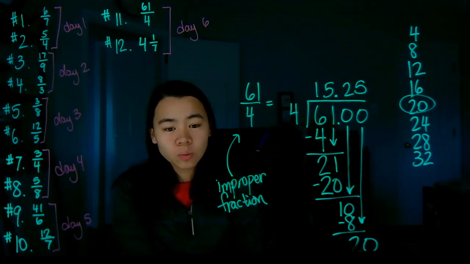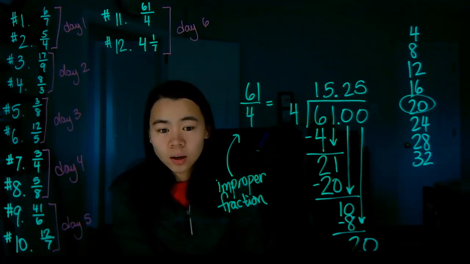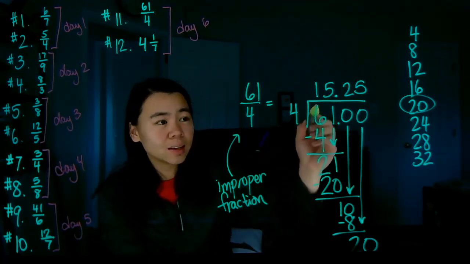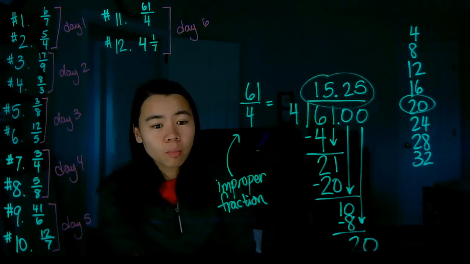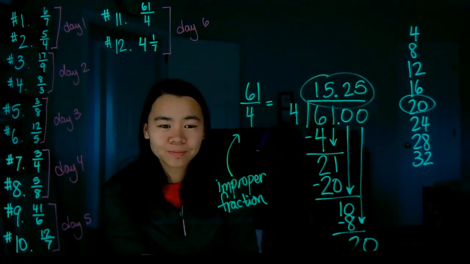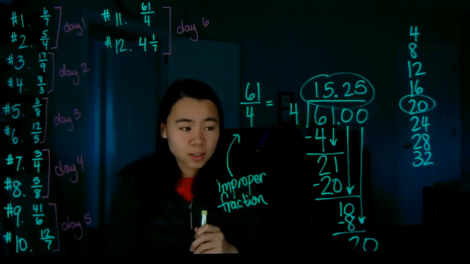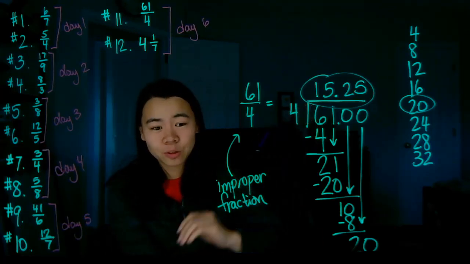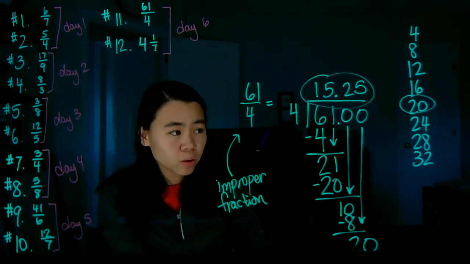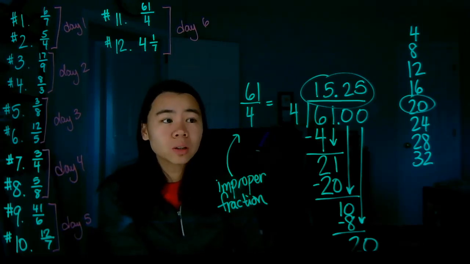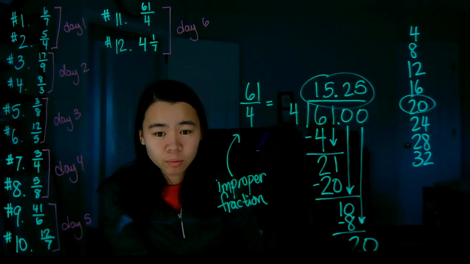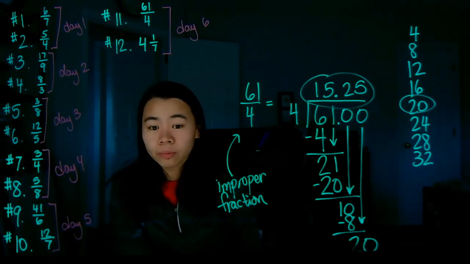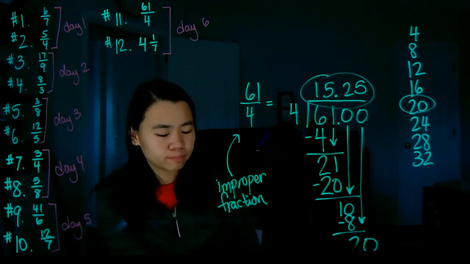Okay, so 61 over 4, 61 fourths equals 15.25. This one is not repeating, just a perfect 15.25. All right, so I'm going to go ahead and erase my board. So that's problem number 11. I'll go ahead and erase my board and get ready for our next problem, 4 and 1/7.